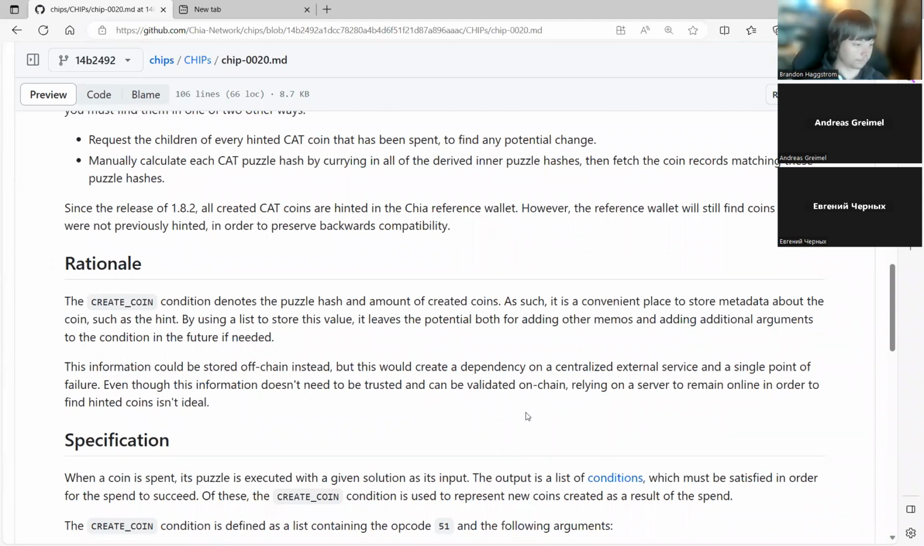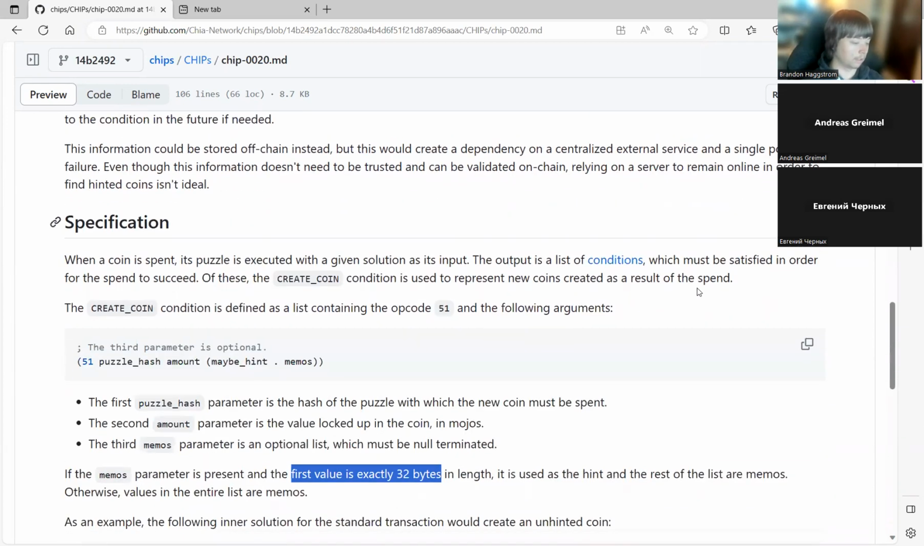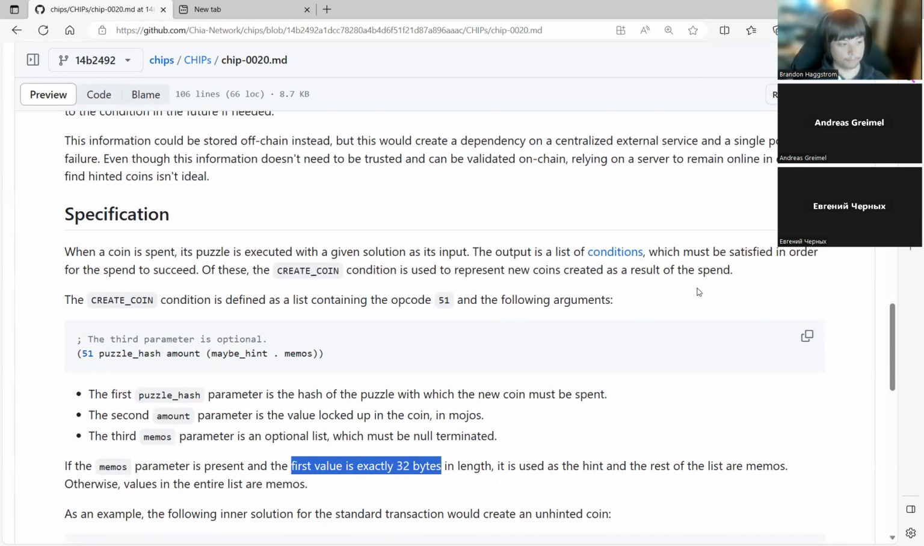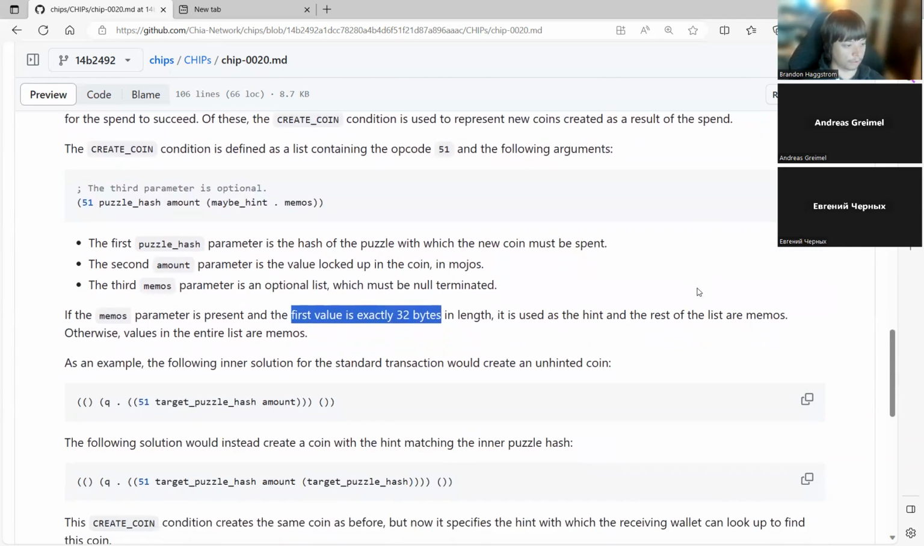Okay, and what about other wallets? Can they just implement this chip easily if they want? And do they have to? Sorry, the other question is, do they have to implement it? They don't have to, but they probably should if they want to be compatible with other wallets that do. If you send a coin that isn't hinted to a wallet that expects a hint, it won't be able to find the coin. They can implement it by simply adding the memos field with the hint as the first parameter to any created conditions or coins in the output of their spend.